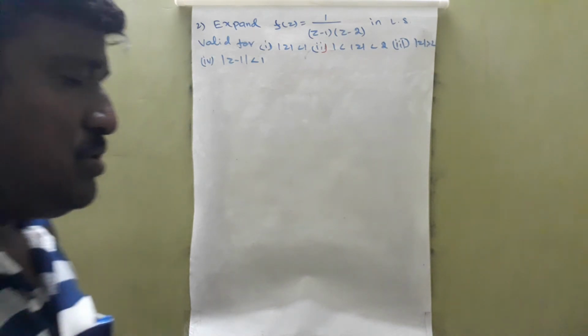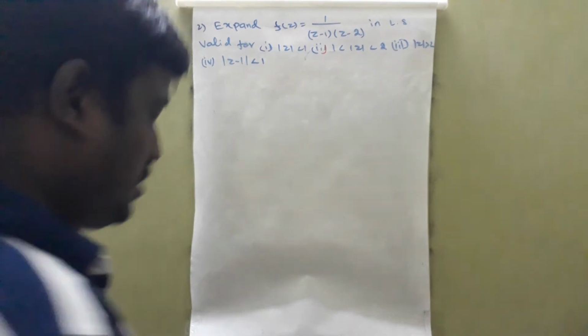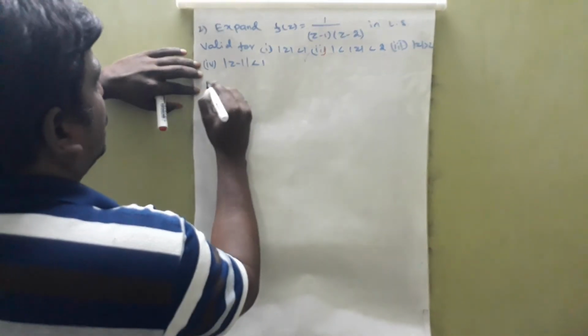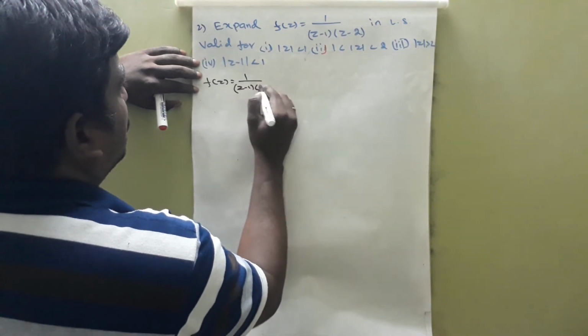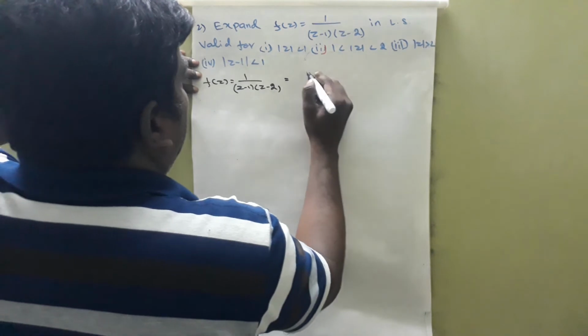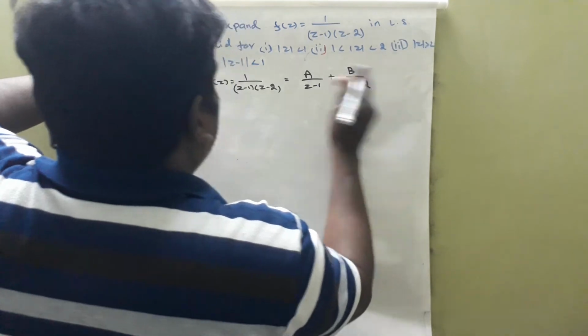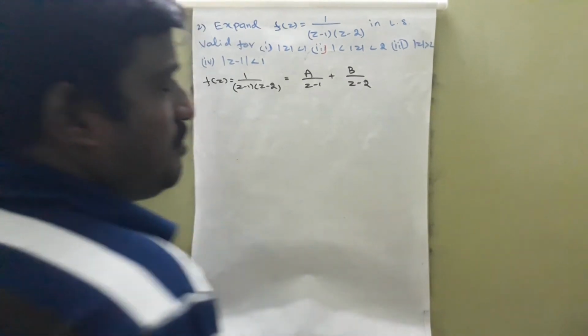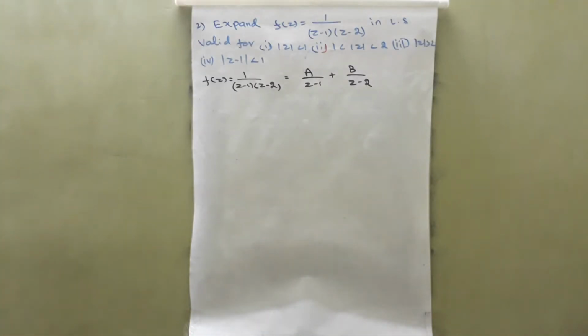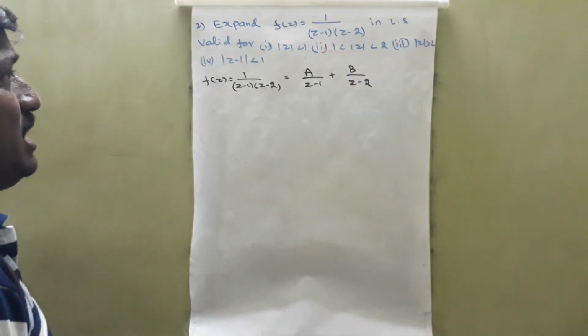As usual procedure, there are two stages. First stage is to find the partial fraction. Next I have to apply the binomial series expansion. First one, f of z equal to 1 by (z minus 1) into (z minus 2). I can write this as a by z minus 1 plus b by z minus 2, because the degree of numerator is less than the degree of denominator. After this, as usual procedure, but I can write directly.